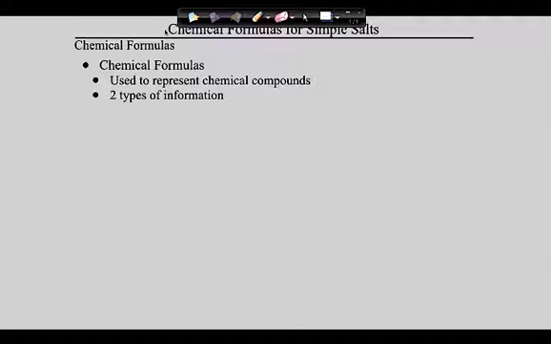These things contain two types of information. They tell you what the compound is made of, that means composition. And then they tell you the ratio of elements in the compound. So when you look at the formula for a compound, you're going to know, one, what is it made of, and two, how much of each one of those things is it made of.